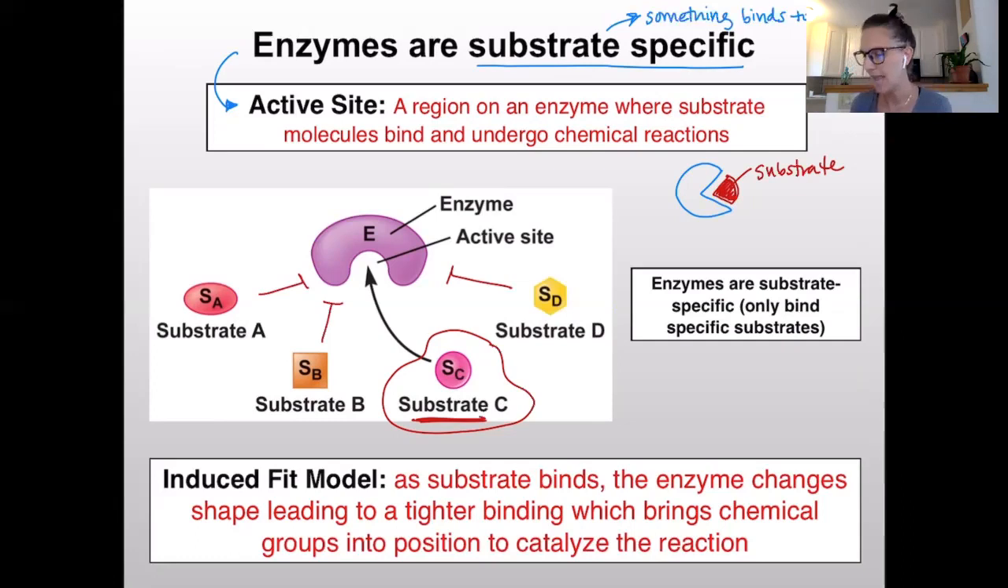So this states that as a substrate binds, the enzyme changes shape, leading to a tighter binding, which brings chemical groups into position to catalyze the reaction. So instead of a lock and a key, it's more like a handshake. As the substrate fits in, the enzyme actually binds tighter, right? So they're both kind of changing shape to have a better fit. And I'll show you a picture of that.